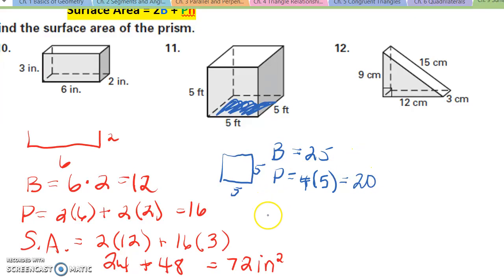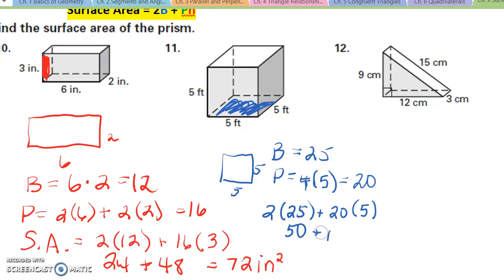So again, we're ready now. 2 times the area of the base plus perimeter of the base times height of the prism. So 2 times 25 is 50, and 5 times 20 is 100. We get that total, and we have 150. Again, don't forget your unit of measure, and it is area, so the unit of measure is squared.